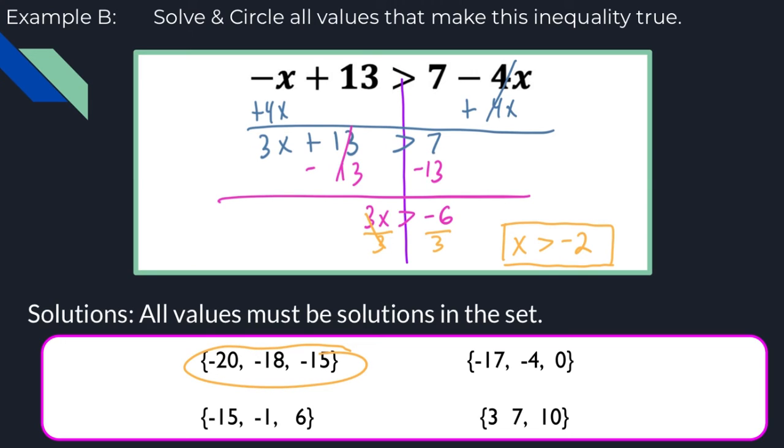The next problem, is -2 greater than -17? Yes. Is -2 greater than -4? Yes. But is -2 greater than 0? No. So this one does not work. -15, is -2 greater? Yes. Is it greater than -1? No. Is it greater than 6? No. So that does not work. And is it greater than 3, 7 or 10? No, those are all positive numbers. This is a negative number, so there is only one solution set that works. Now, were there other numbers that worked in other solution sets? Yes, but we need to make sure that we circle only sets where it meets all of them.